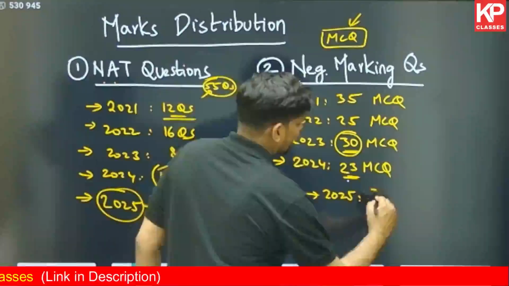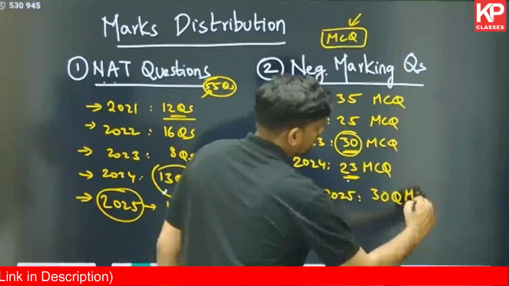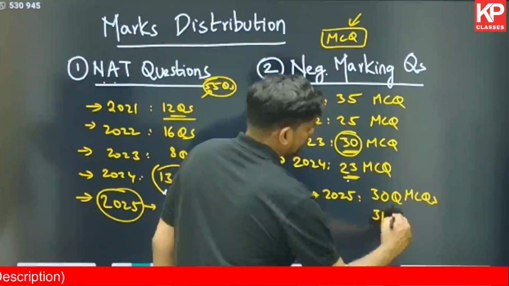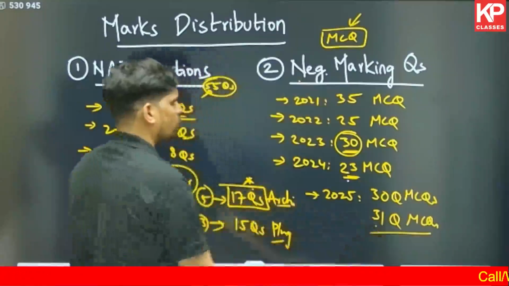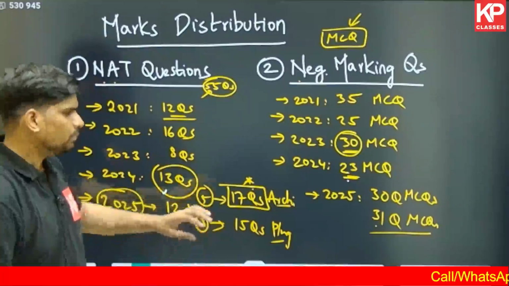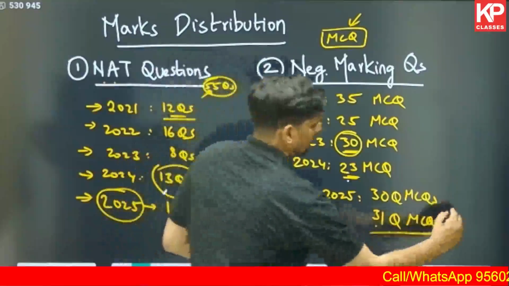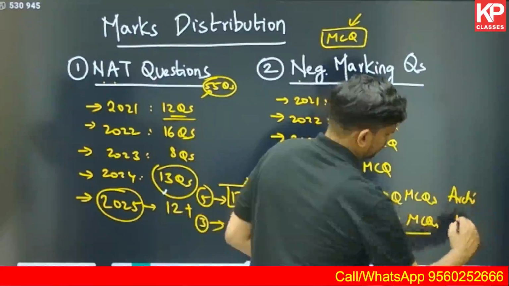So if you select the architecture part, there were 30 MCQ questions for you. If you select the planning part, there were 31 questions with negative marking in it, MCQ questions, so one extra MCQ was asked. So that's for the planning part. This is for architecture part, this is for planning.